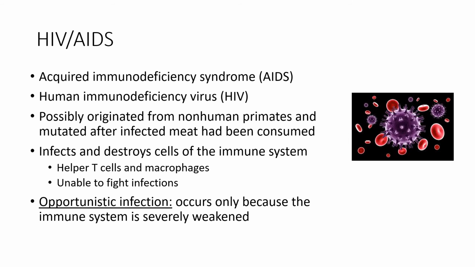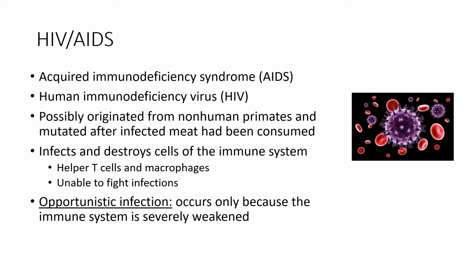So a few diseases and infections that we are going to be talking about, the first of which is going to be HIV/AIDS. So what these terms mean is acquired immunodeficiency syndrome and human immunodeficiency virus. So they are still both viruses. One is just the continuation of the other, and we'll talk about that in just a second.